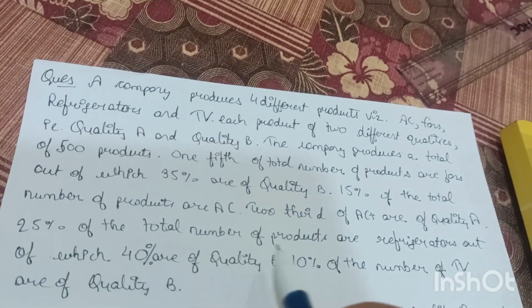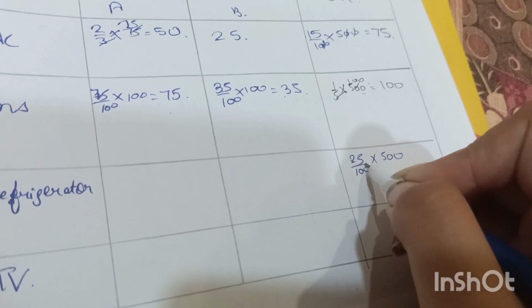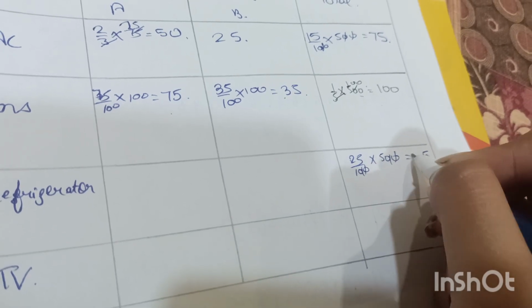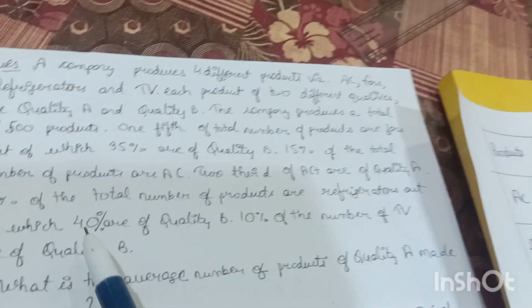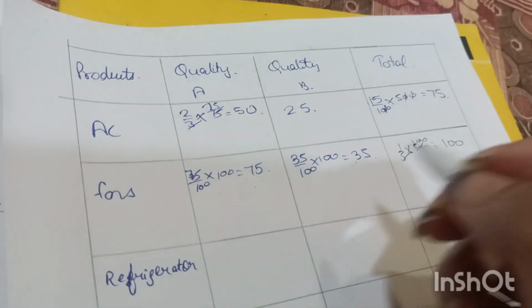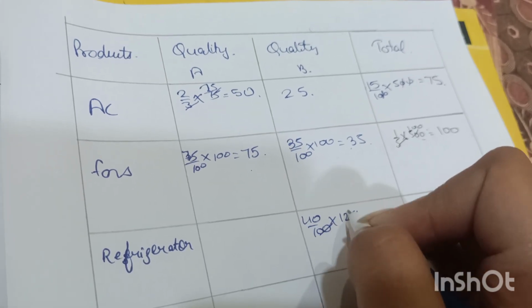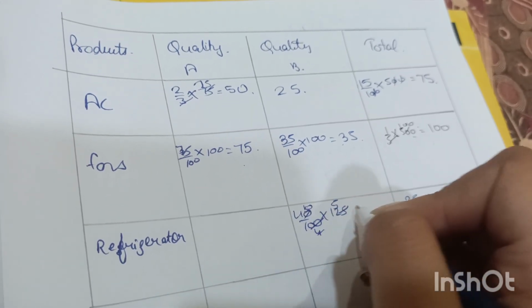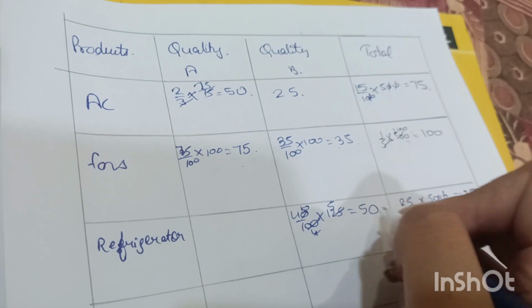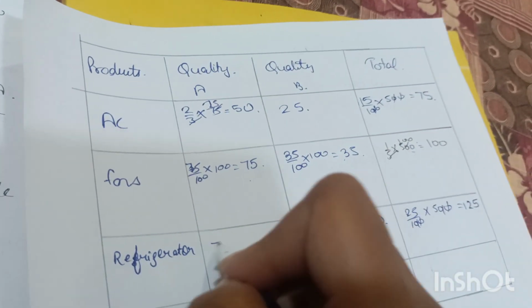Then 25% of the total products are refrigerators. So 25 per 100 into 500. So you'll get 125. Then 40% are of quality B refrigerator. Quality B, 40 per 100 into 125. So when you solve, you'll get 50. And when you subtract it, you will get the value as 75.